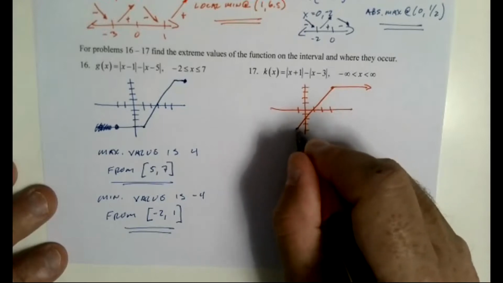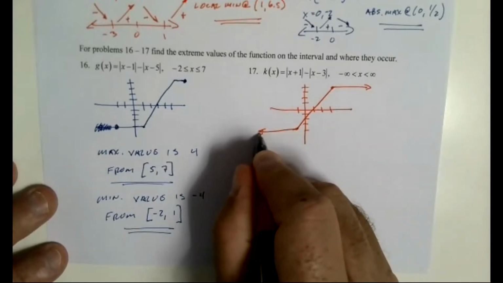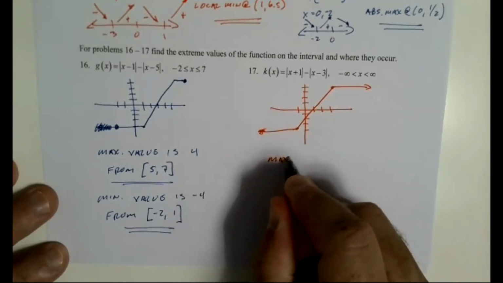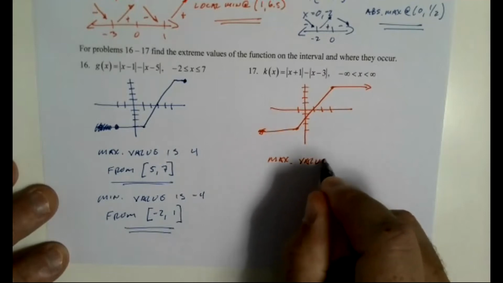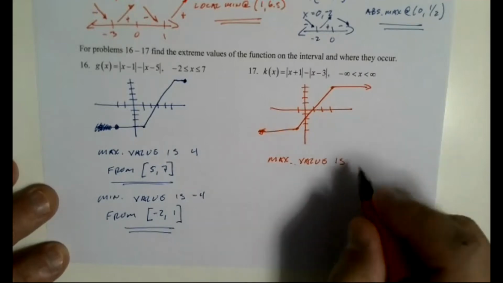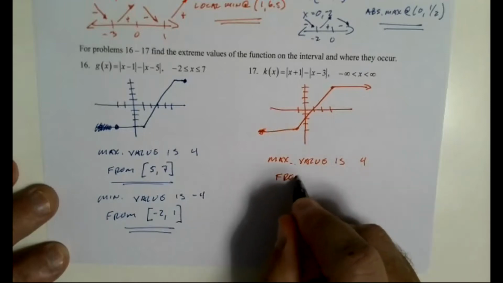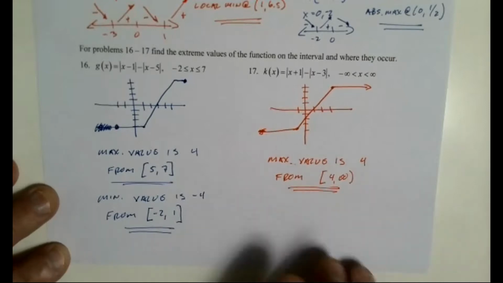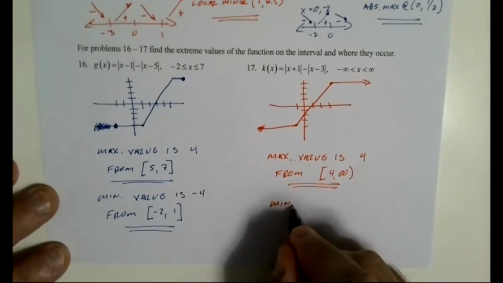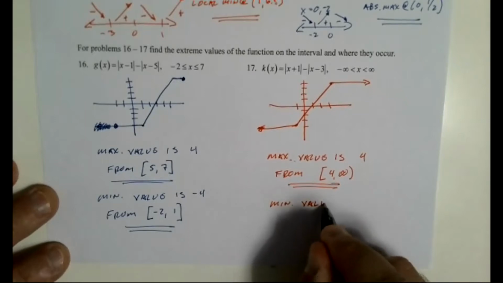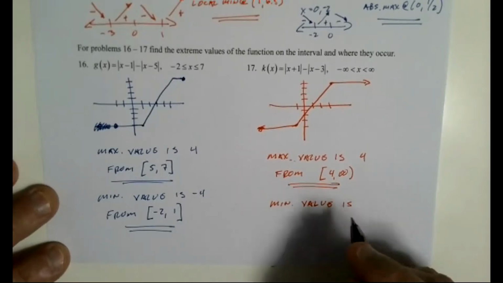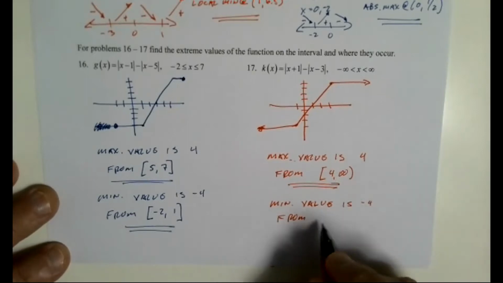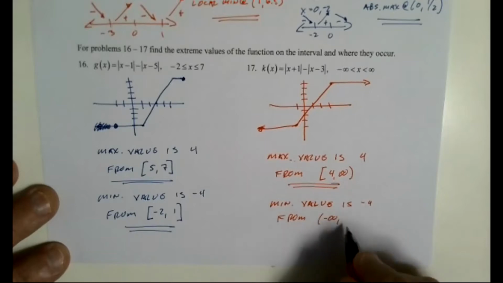Interesting. Comes over here. Sorry for the non-horizontal line. All right, the max value is 4, from 4 to infinity. The minimum value is -4, from -infinity to -1.